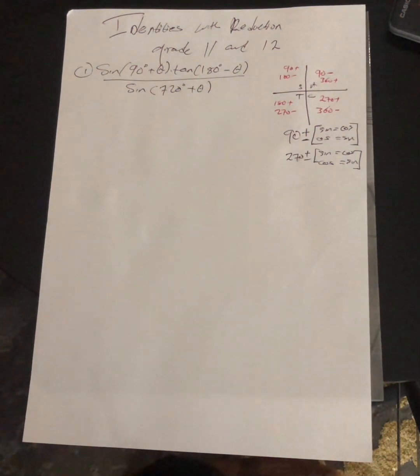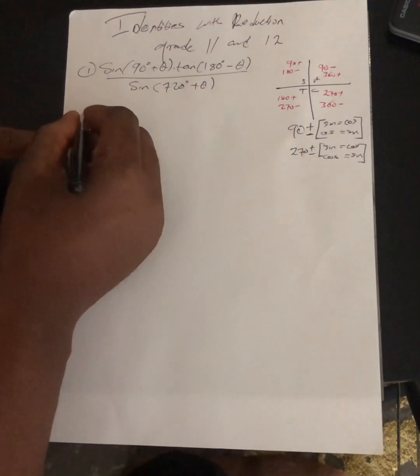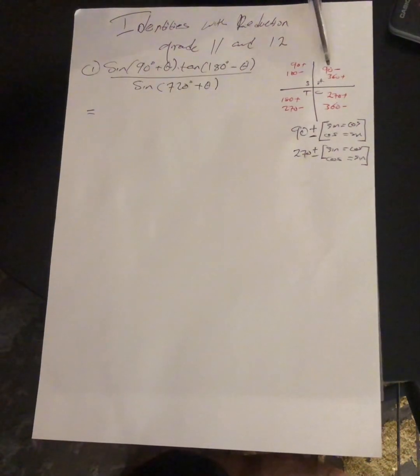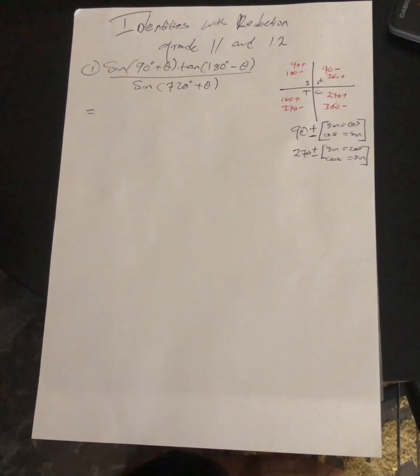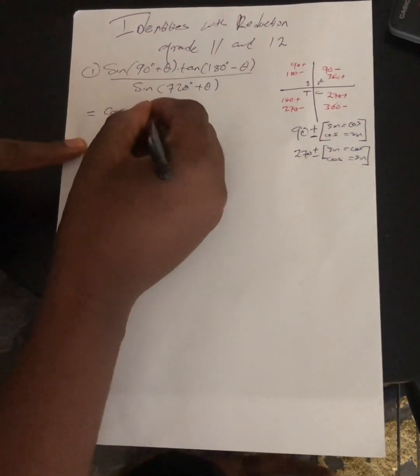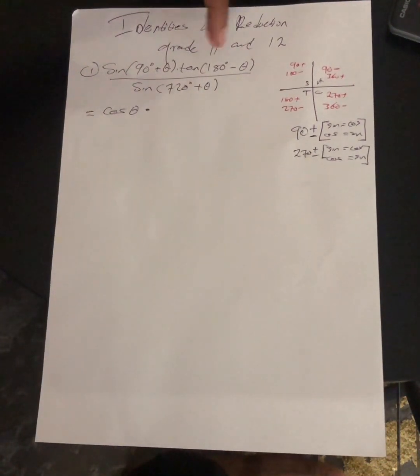Sin(90 plus theta), tan(180 minus theta), sin(720 plus theta). Let's begin to answer this. 90 plus is found in the second quadrant, and the sign there is positive. So to simplify this is easy. We are just going to have cos of theta multiplied by, we go to 180 minus.